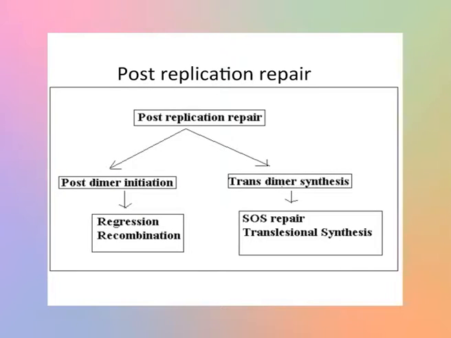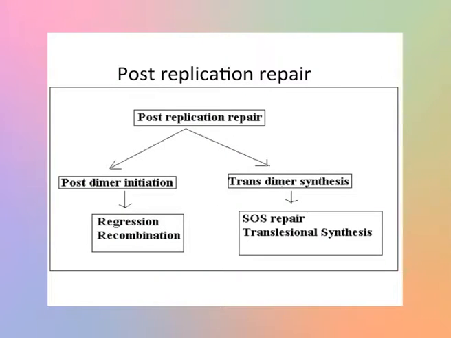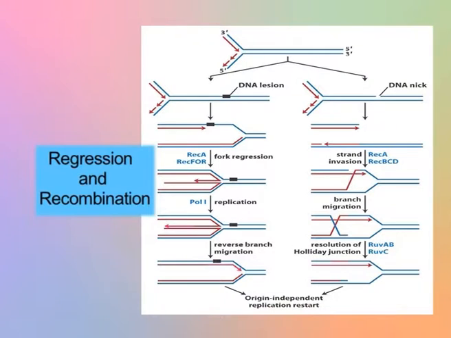Ma'am, what is post replication repair? Very good question. The replication has already made a single stranded gap. So post replication repair is the damage tolerance strategy. It can be done by post dimer initiation against a lesion or gap, so remember the lesion made by the thymine-thymine dimer, as well as trans dimer synthesis, that is the synthesis against a lesion that is already present in the mother strand. It follows regression as well as recombination as well as translesional synthesis.